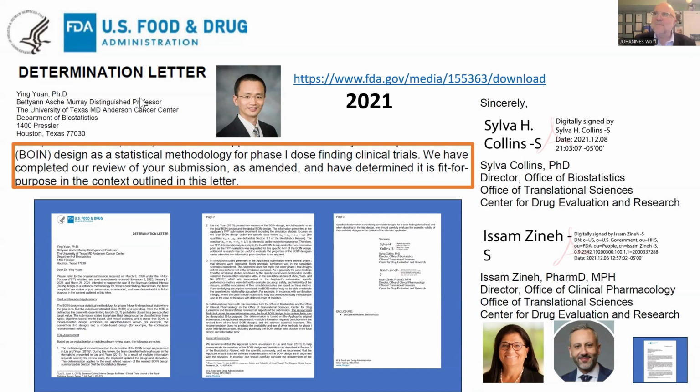There is one more thing beyond the paper. There is a determination letter by our Food and Drug Administration, our tax dollars at work. The officers, directors of the FDA of various types, have written a letter to the senior author of the paper in which they determine that this statistical method is fit for purpose. That's an honor that very, very few people or study designs ever get, and it may be one of the reasons why the BOIN design has become so popular and so well believed.